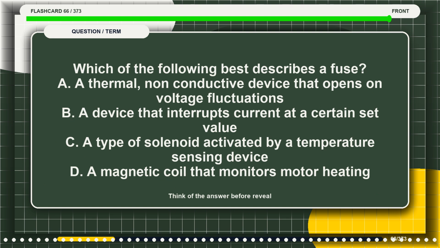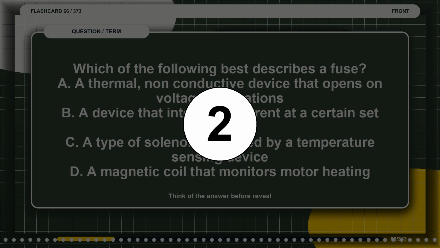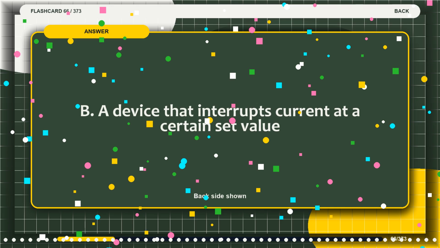Flashcard 66. Which of the following best describes a fuse? A. A thermal, non-conductive device that opens on voltage fluctuations. B. A device that interrupts current at a certain set value. C. A type of solenoid activated by a temperature sensing device. D. A magnetic coil that monitors motor heating. Think of the answer before the reveal. The answer is B. A device that interrupts current at a certain set value.